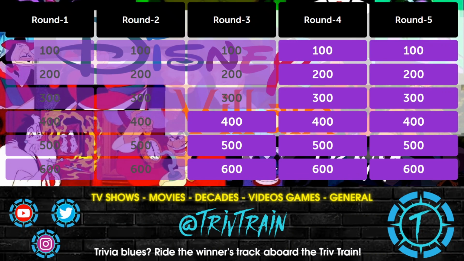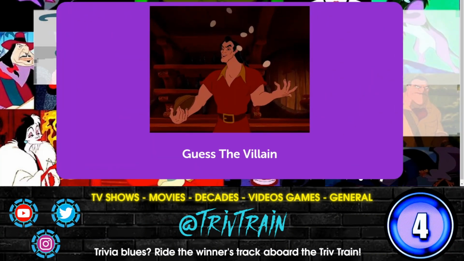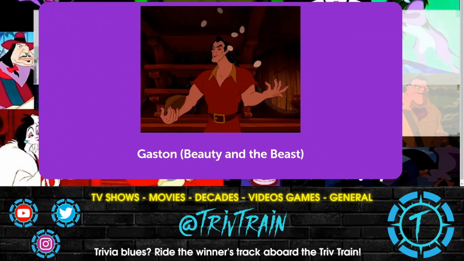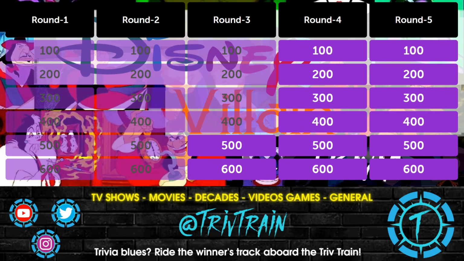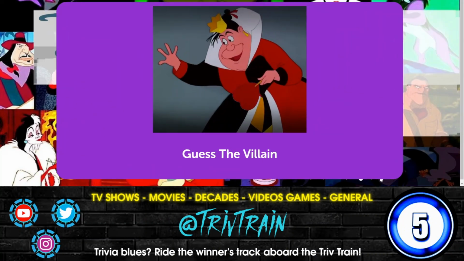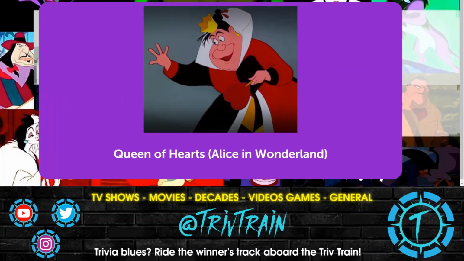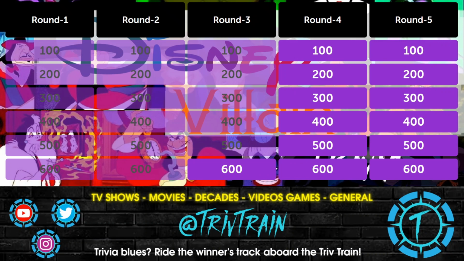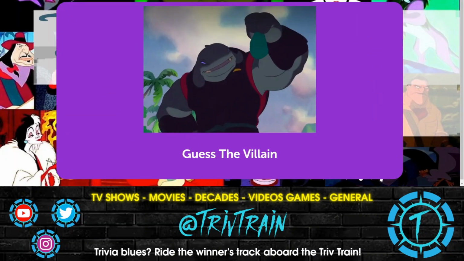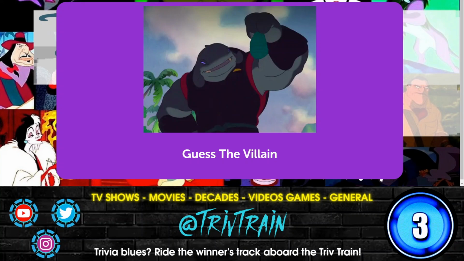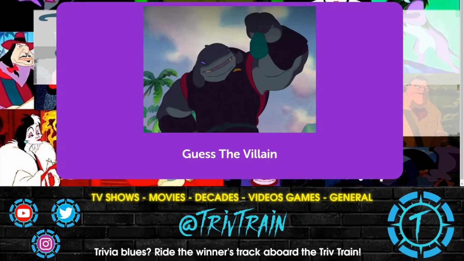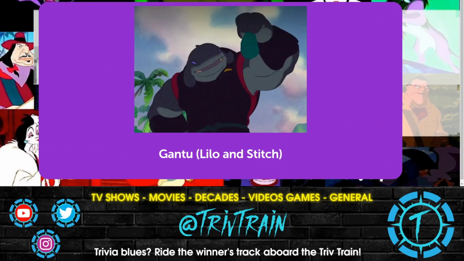Round 3 for 400. Guess the villain. The correct answer, Gaston from Beauty and the Beast. Round 3 for 500. Guess the villain. The correct answer? The Queen of Hearts from Alice in Wonderland. Round 3 for 600. Guess the villain. The correct answer is Gantu from Lilo and Stitch.